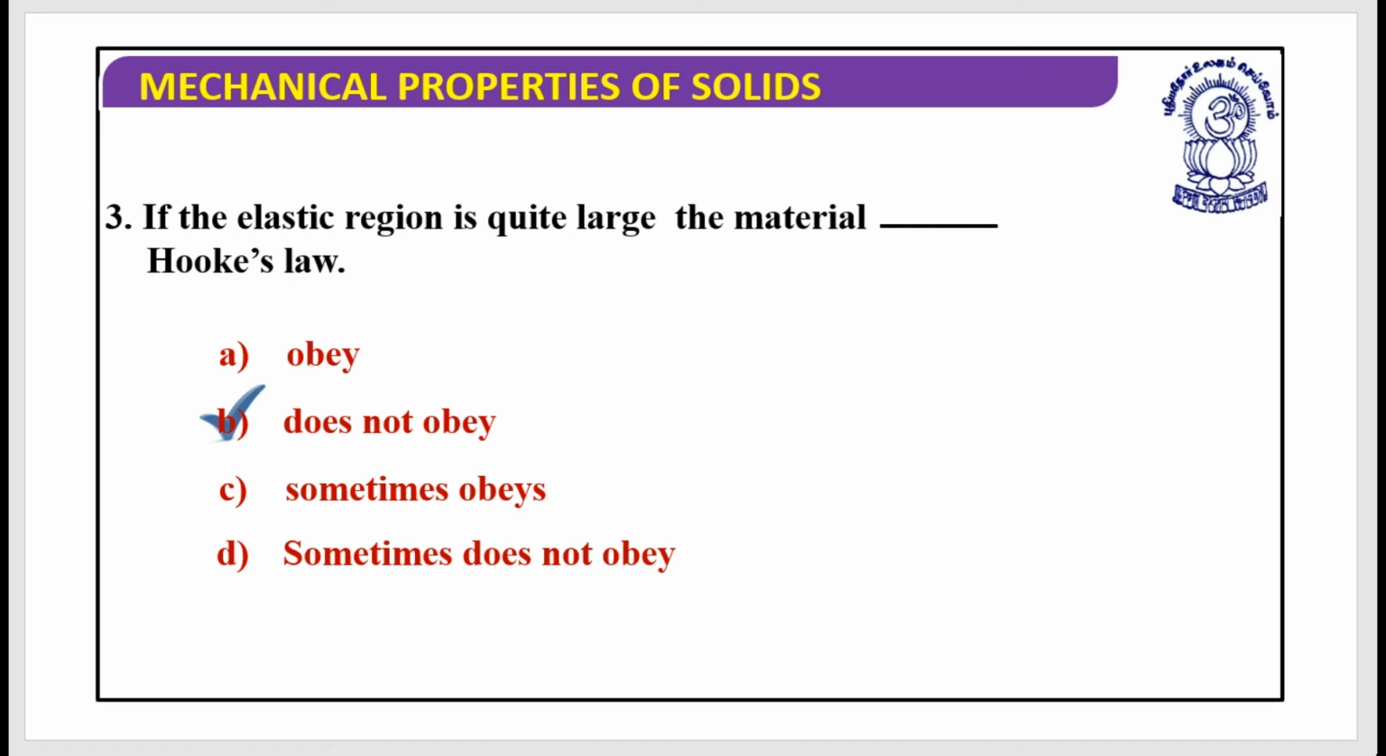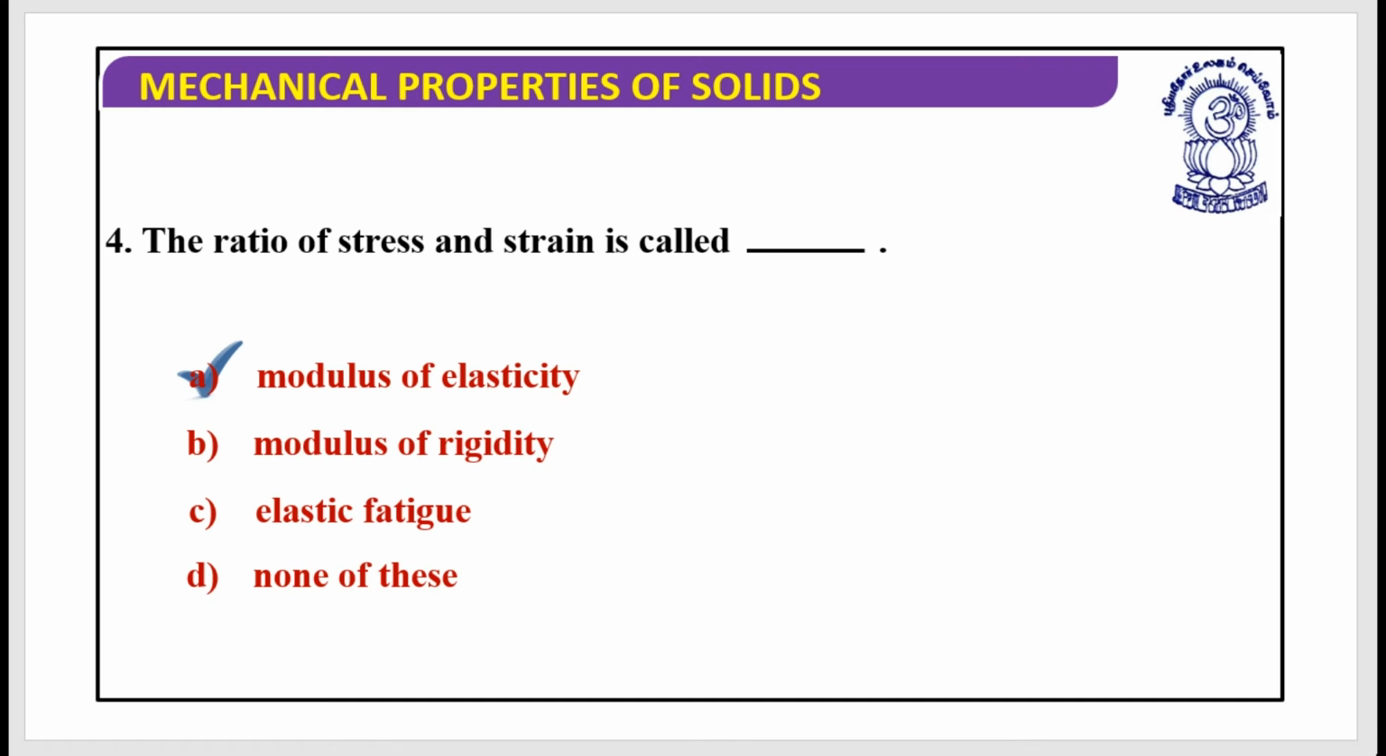Let's look at the next question quickly. If the elastic region is quite large, the material does not obey Hooke's law. Basically, they are the elastomers. Their elastic regions are very much higher, and when their elastic regions are very high, they are not going to follow Hooke's law. Next, the ratio of the stress and the strain is called the modulus of elasticity. This is the modulus of elasticity.